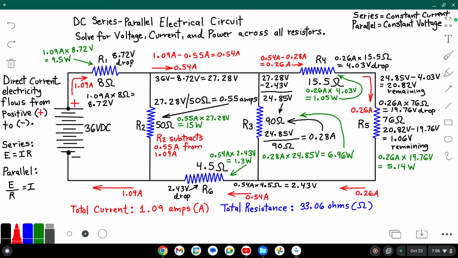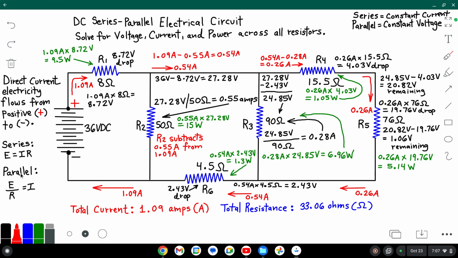This means that the remaining voltage from the source will subtract 8.72 volts from 36 volts and then flow to parallel R2. So 36 minus 8.72 volts. R2 now has 27.28 volts.